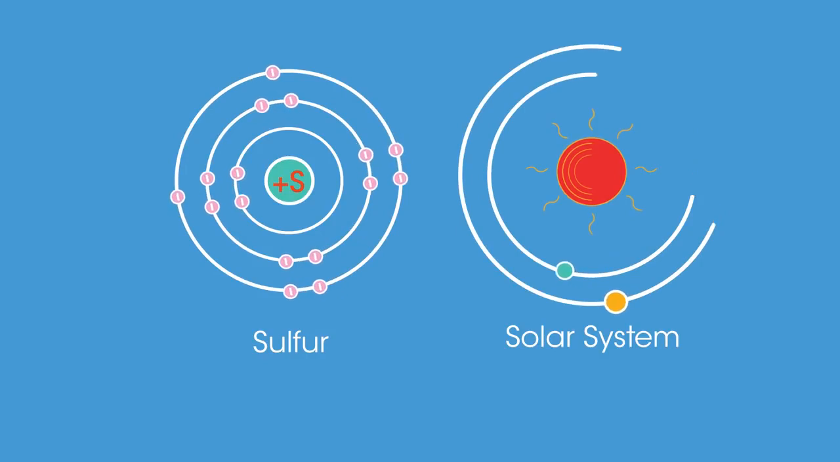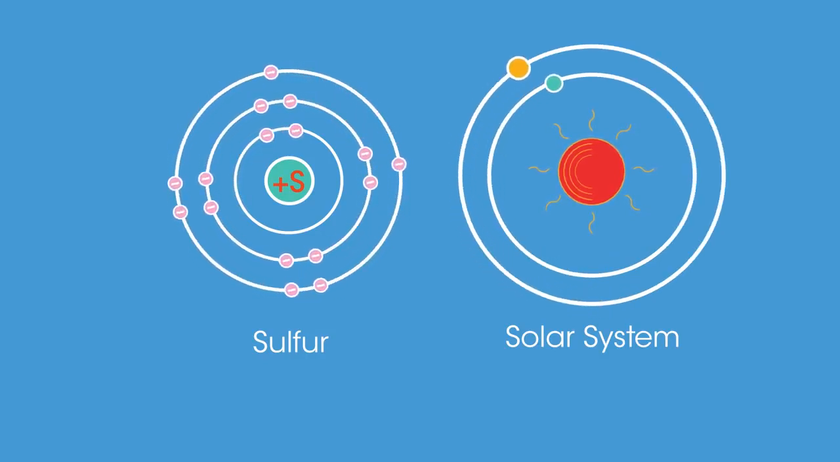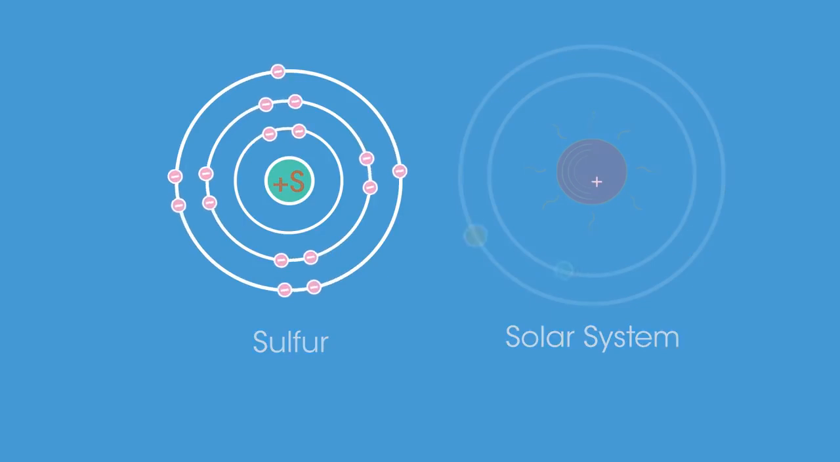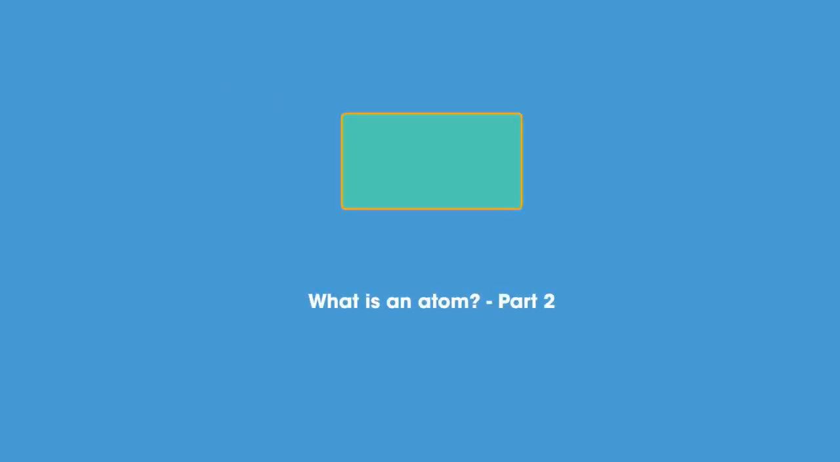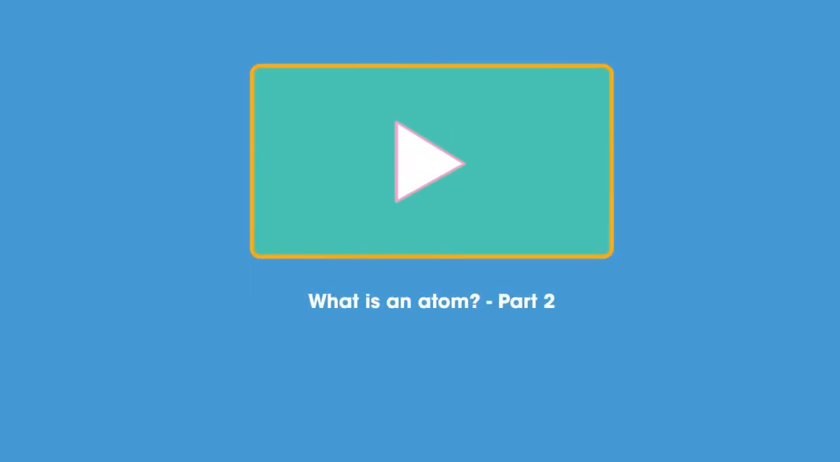In other words, electrons orbit the nucleus similar to how planets orbit the Sun. However, electrons can only orbit at specific distances and with specific energies. We will look at the differences in structure of atoms of different elements and the periodic table in this video.